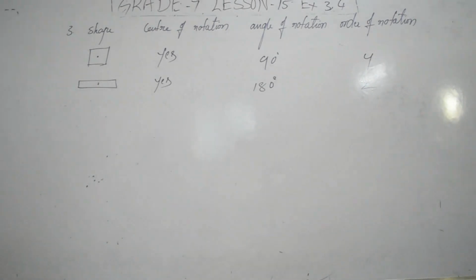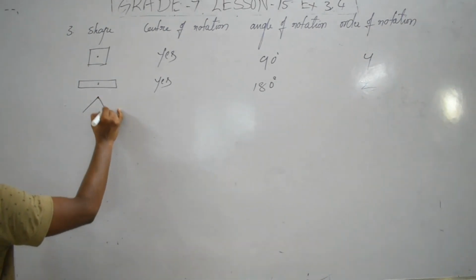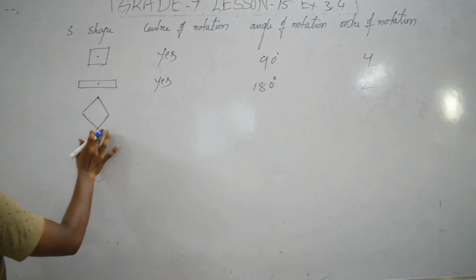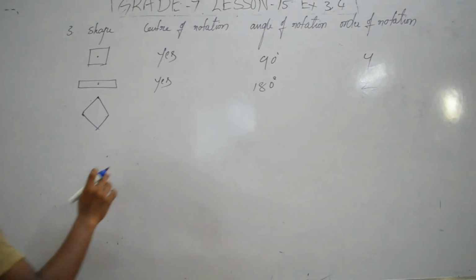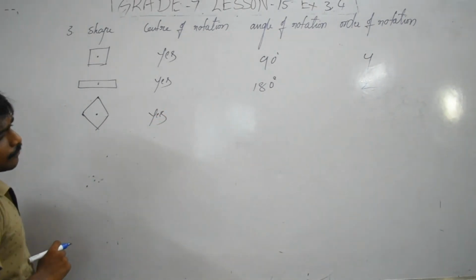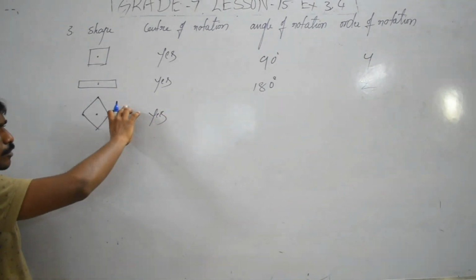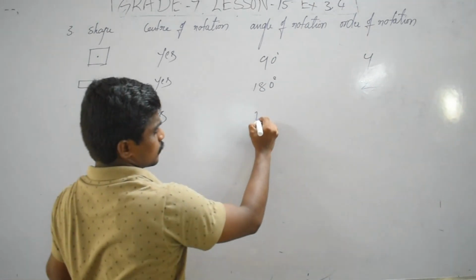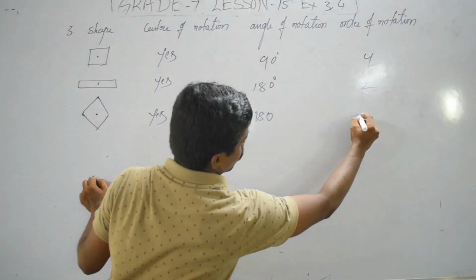Next, rhombus. So the rhombus also has a center, yes. Angle of rotation: 90 degrees, no, 180 degrees. So, the order of the rotation is 2.